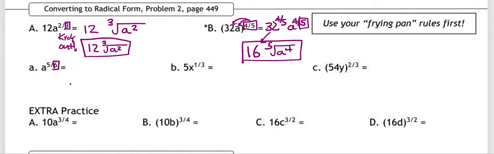Kick the 6 out. So it's going to be a sixth root, but then the 8 to the 5 is going to stay an 8 to the 5. That was kind of easy. So kick the 6 out and then rewrite it. The 5 does not have an exponent, so leave it as a regular 5.